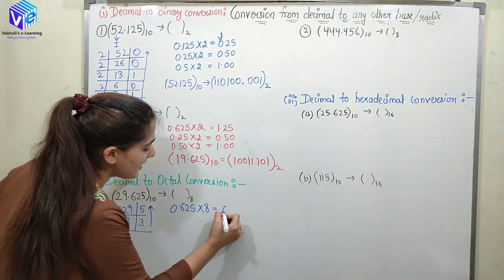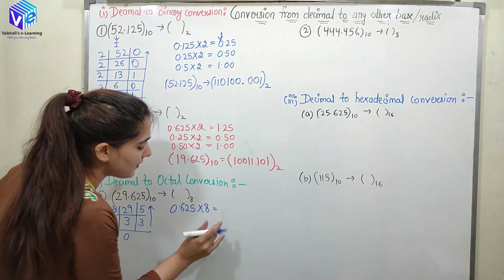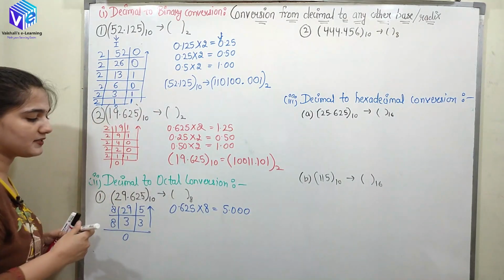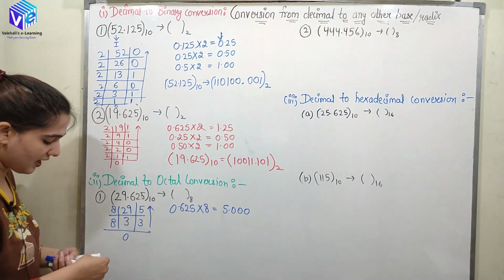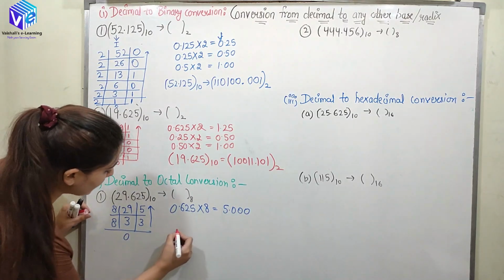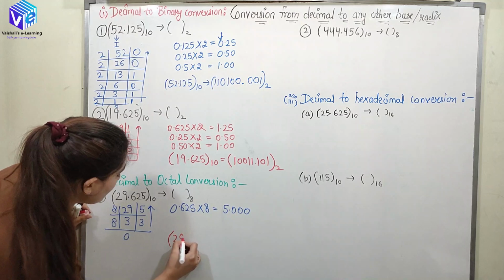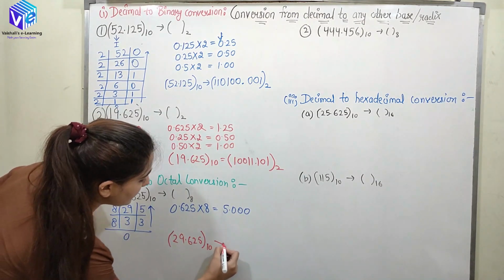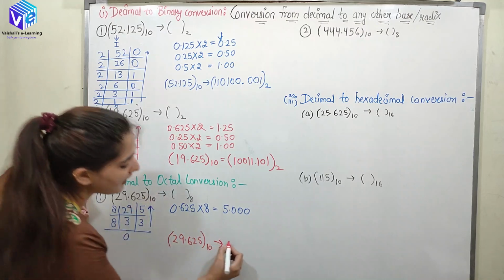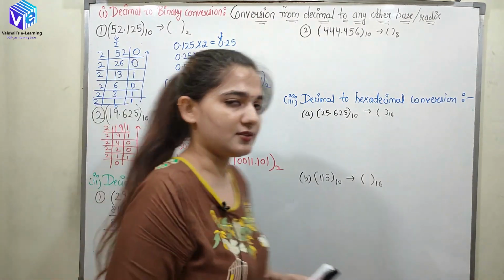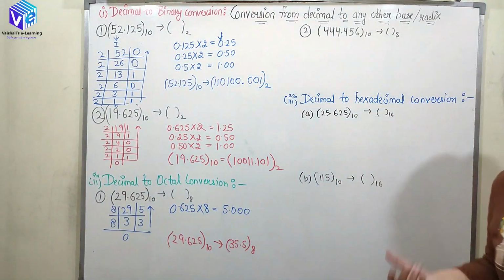Then you have to see the fractional part. You multiply it by 8, and when you multiply 0.625 by 8, you get 5.000, right? So now you can stop, because the fractional part here is 0. You can directly put the number. The number was 29.625 in the decimal. It can be represented as 35.5 in the octal number system, right? So this was very simple.